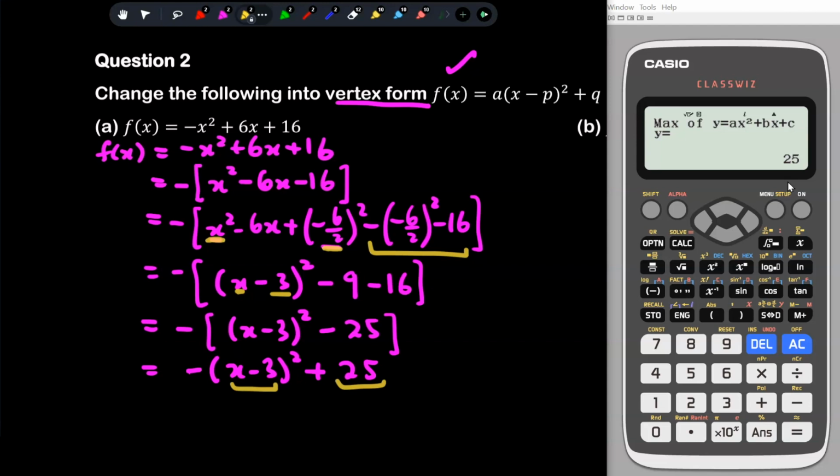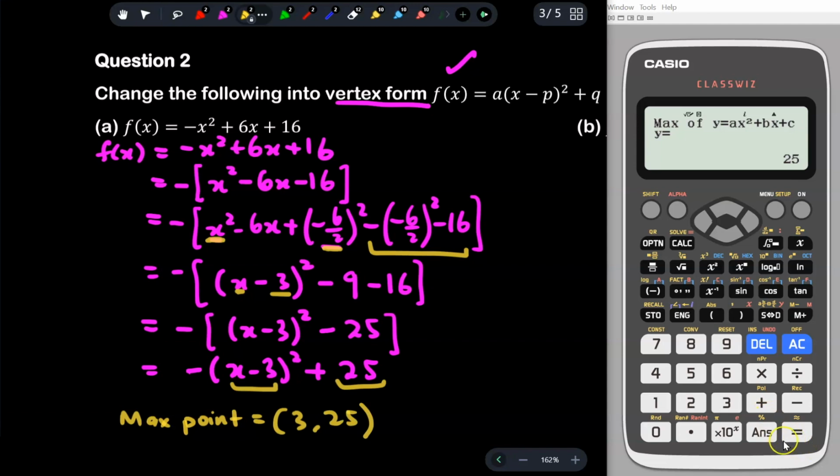Which means that our maximum point is (3, 25). So if you were to write down, maximum point is equal to (3, 25). Okay, so now let's solve for b.